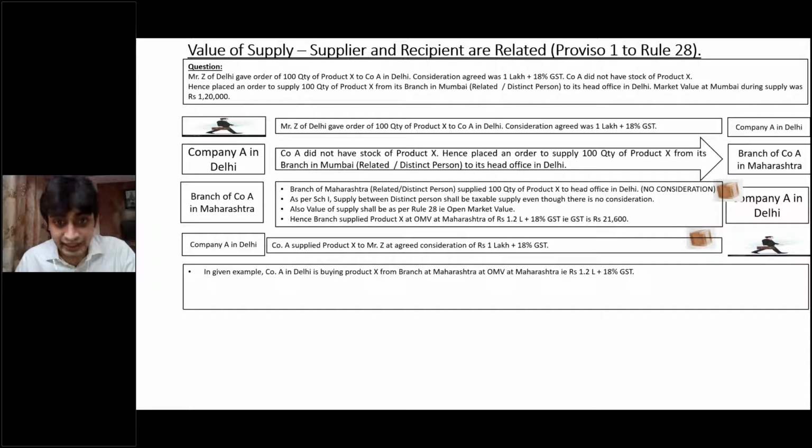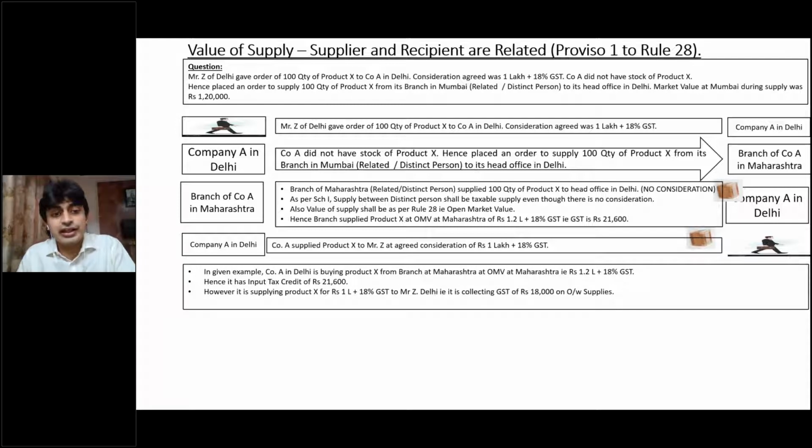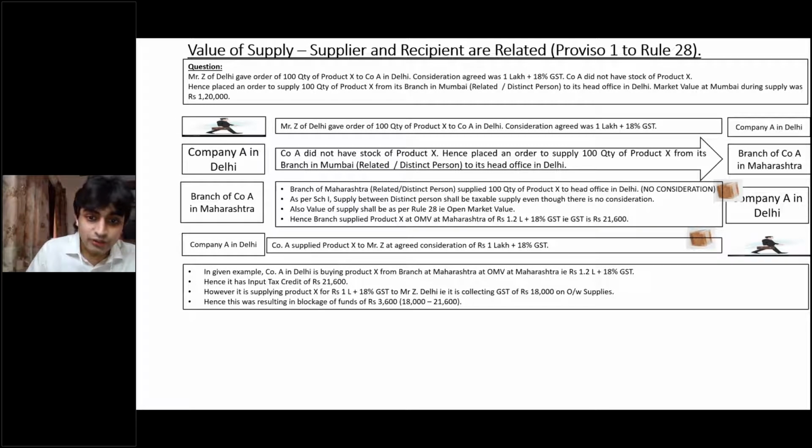Okay, now what is happening? See this. Company A in Delhi is buying the product from the branch at Maharashtra at 1,20,000. Bought for how much? 1,20,000. ITC is how much? 21,600. However, it is selling the same product for how much? 1 lakh, on which GST is how much? 18,000. So this has resulted in blockage of funds. I'm selling for 1 lakh. GST liability is how much? 18,000. But I'm buying for how much? 1,20,000. Set off is how much? 21,600. So this has resulted in blockage of funds of 3,600. My funds are blocked, of 3,600.